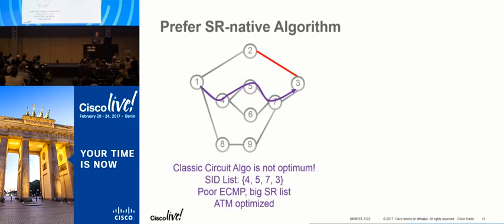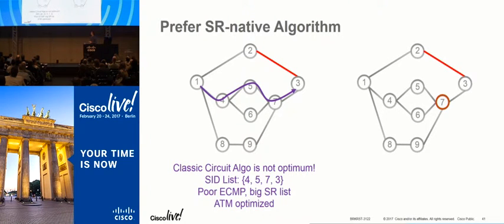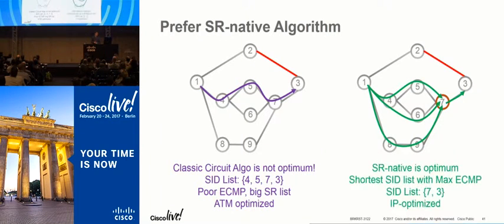What is a true segment routing native algorithm doing? Same problem. The algorithm is going to compute that the best way to do this is the SID list 7-3. Because by going to 7, I have all the ECMP paths, and then I go to 3. And this is indeed the shortest path from 1 to 3, avoiding the red link. So this is much better because I need to push 2 labels instead of 4. But this is also much better because I do load balancing. So this is what you should favor, and this is what we have in the implementation of SR-TE.